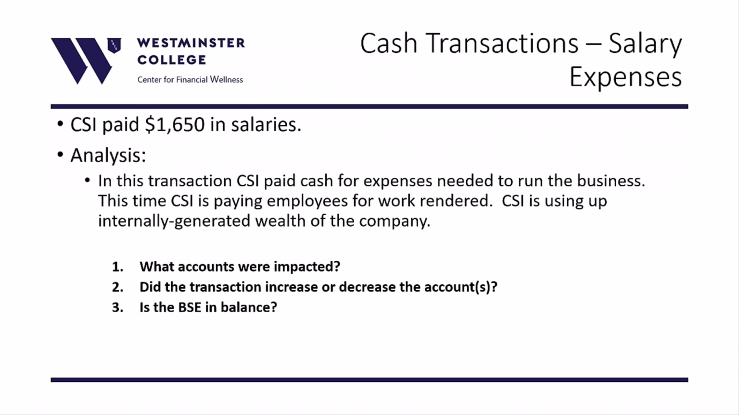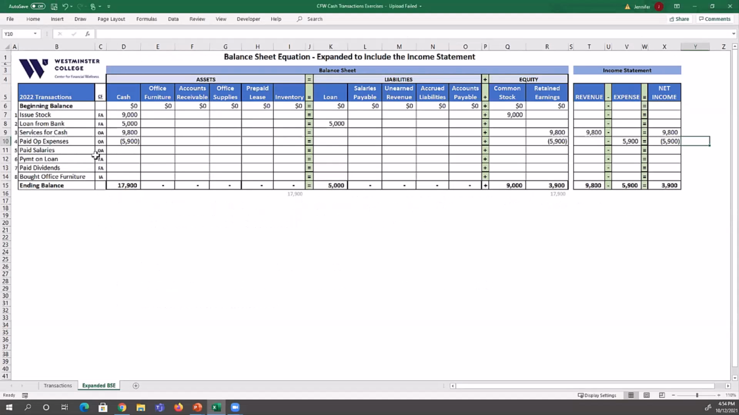Okay, next one, CSI paid $1,650 in salaries. All right, this is going to be just like the last one. So go ahead and pause the video, try to fill out your balance sheet equation, and then come back and see if you get the same thing that I get. Okay, I quickly filled mine in.